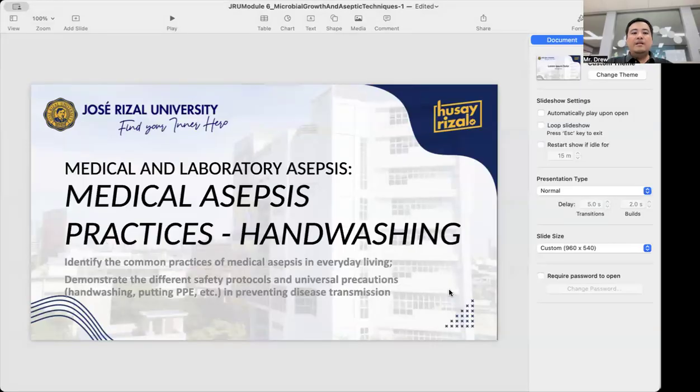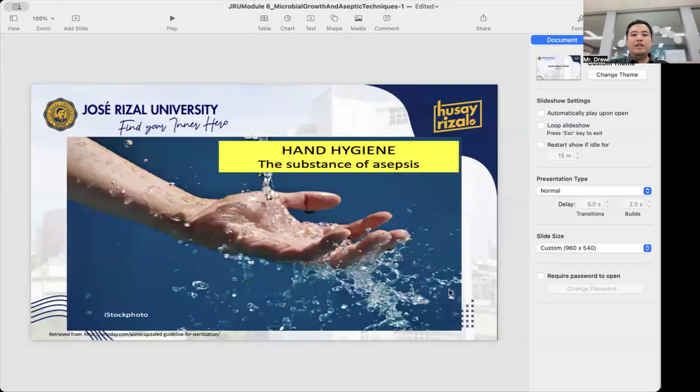Now let's get to medical asepsis practices and hand washing. So, hand washing is one of the most effective ways to stop infection spread. When should healthcare workers wash hands? Before and after touching a patient, before sterile procedures, after exposure to bodily fluids, after touching patient surroundings. Proper hand washing can save lives.